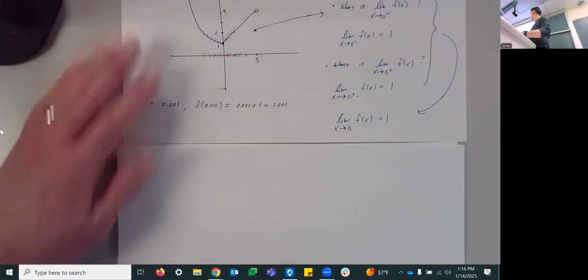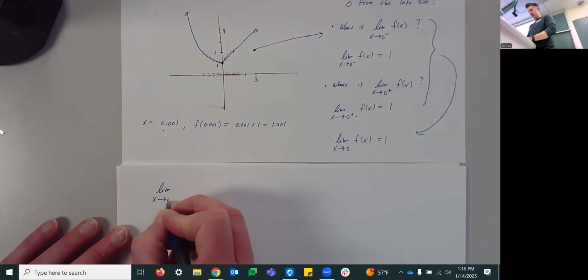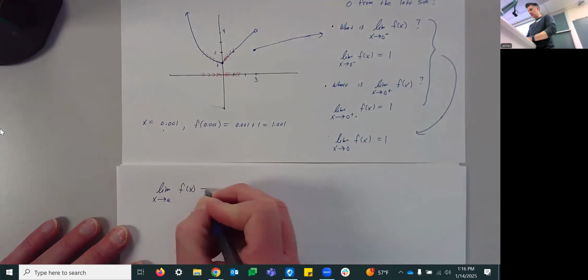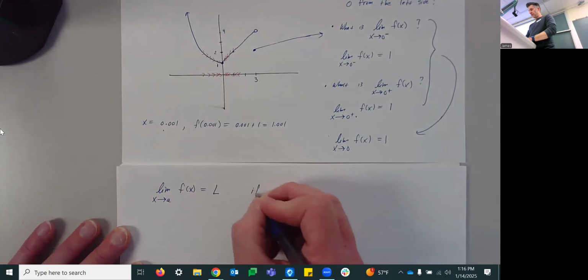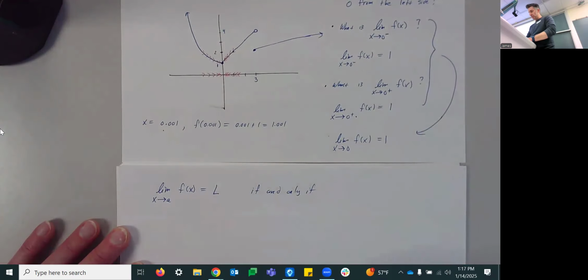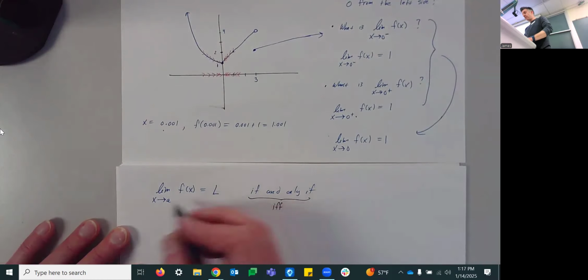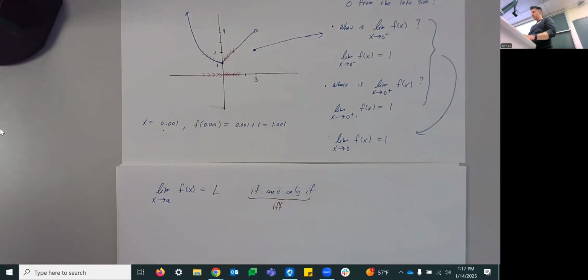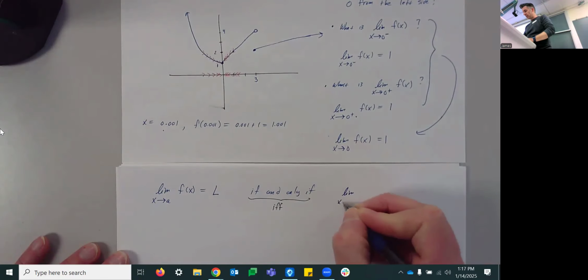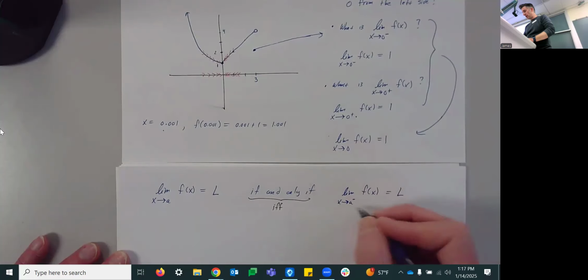So we typically say that the limit as x approaches a of f of x is equal to L if and only if, again, normally I would abbreviate that with what? If the one-sided limits are both equal to that as well. So if both the limit as x approaches a from the left-hand side of f of x is equal to L, and the limit as x approaches a from the right-hand side of f of x is equal to L.